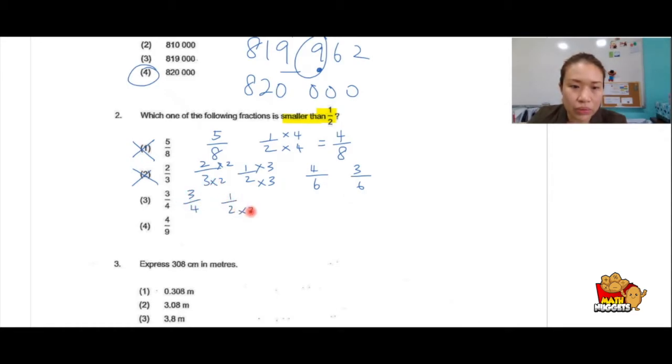Next, I'm going to compare 3/4 with half. 1 out of 2, change to the same denominator. This becomes 2 out of 4. So 3 out of 4 is not smaller than 2 out of 4. Then we check 4/9 and half. Going to change to the same denominator, 18. So I times 2 here and I times 9 here. So it becomes 8 out of 18 and we have 9 out of 18. So yes, 8 out of 18 is smaller than 9/18. So the answer is 4.